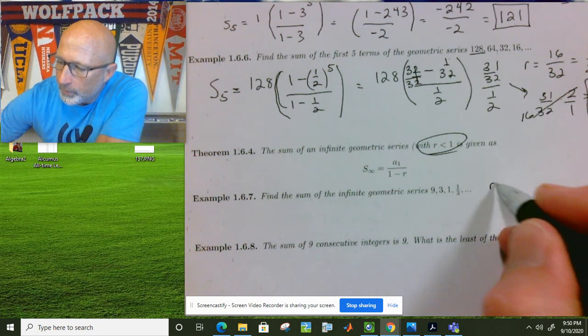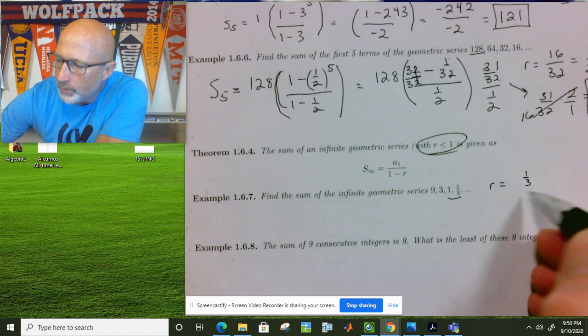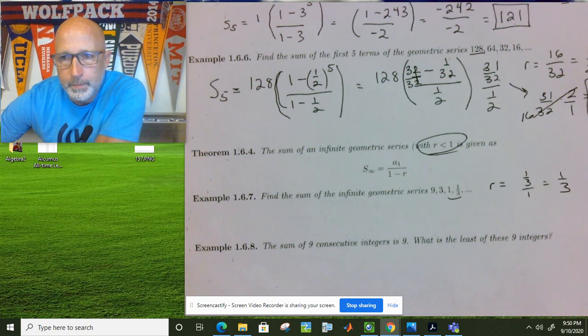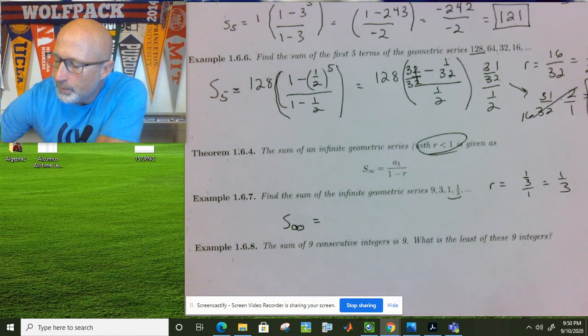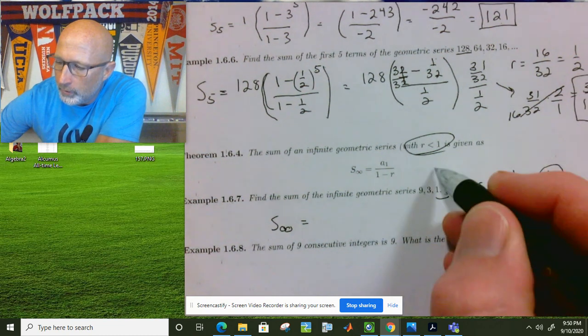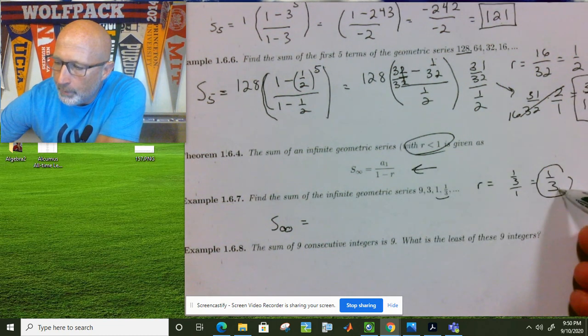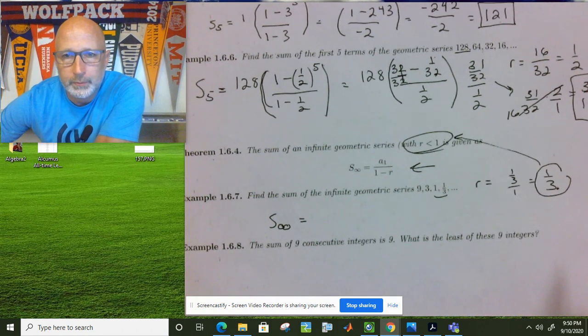So first, I'm going to find the common ratio. I'm going to pick the easy one to do. So 1/3 divided by 1 gives you 1/3. And so the sum of the infinite geometric series is equal to a1. And by the way, in order to use this formula, this number must be less than 1. And it's stated right there. Okay, it has to be less than 1.